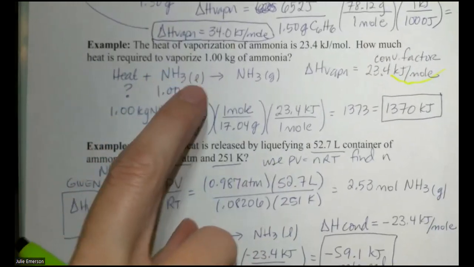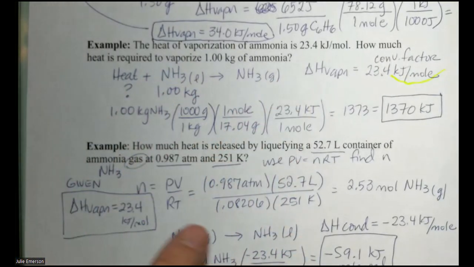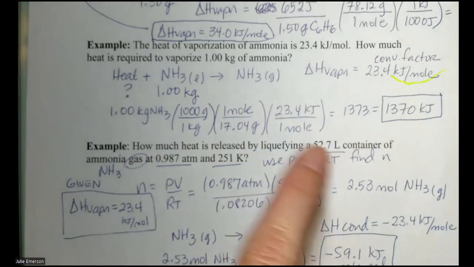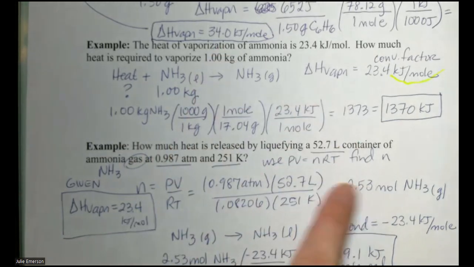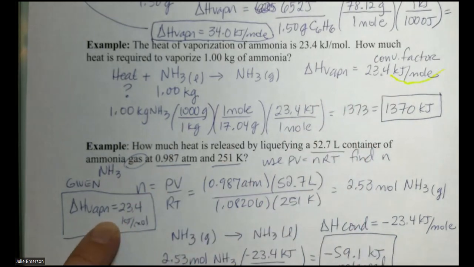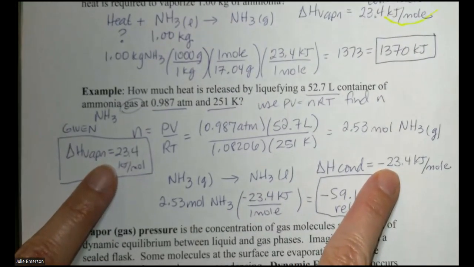Okay, so just to summarize here, your heat of vaporization is liquid to gas, condensation is going from gas to liquid. We just flipped the equation, so you just change the sign. So just carrying over, if your heat of vaporization right up here is 23.4, then your heat of condensation would be negative 23.4, right? We just changed the sign because we've just reversed the equation.